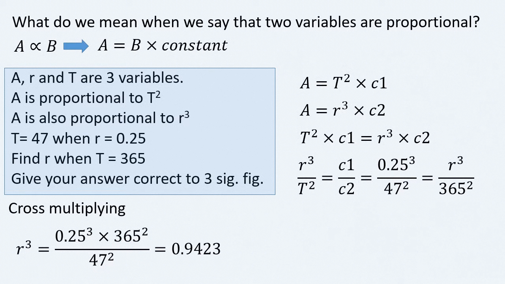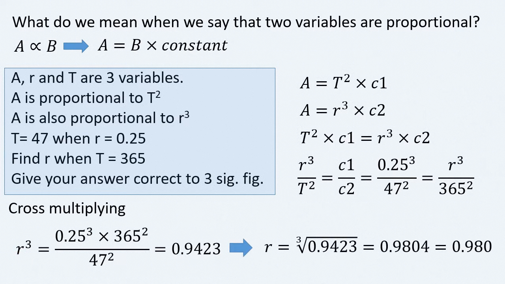This equals 0.9423. But remember, this is only R cubed. In order to get the value of R, we have to get the cubic root of this number, and this is equal to 0.9804. As we have to get the answer correct to 3 significant figures, we count 3 digits only, and we are left with 0.980, and this is the final answer.